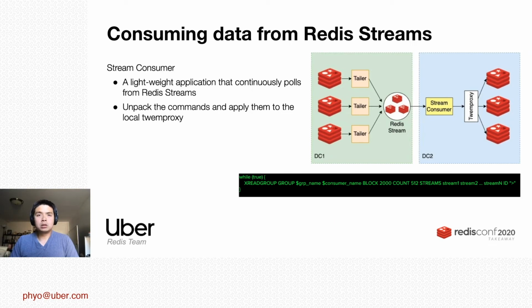Looking at the pseudocode here, we constantly pull, and all the capitalized words are Redis stream keywords. Here we can see XREADGROUP. We provide the group name and consumer name. BLOCK 2000 means we will block and wait for 2 seconds if there are no entries in the stream. And we read up to 512 entries. And then we provide the names of the streams that we want to consume from. And the greater than sign at the end is a special character. It means send me the messages or entries that have never been delivered to any other consumers so far.